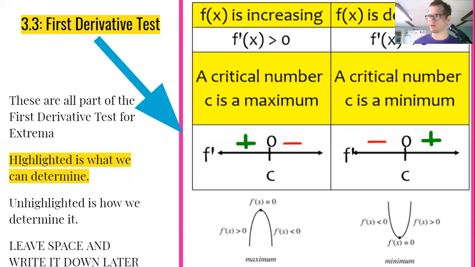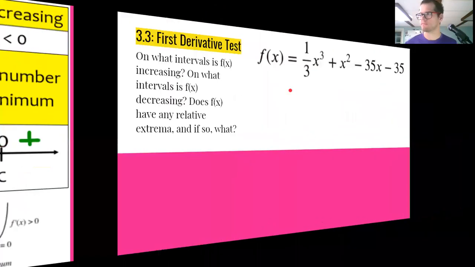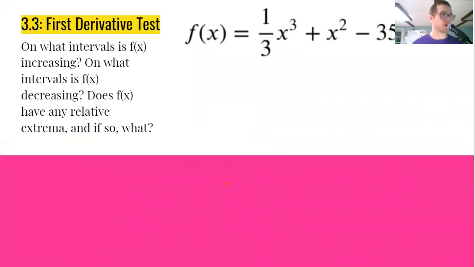Because I want to show you how we're actually going to use this and the kind of response I expect on stuff like this. So here's a typical question that I would ask of you, and I want to show you how I'd expect you to respond. On what intervals is f of x increasing? On what intervals is f of x decreasing? Does f of x have any relative extrema? And if so, what? So here's a function. I want to do all these things.